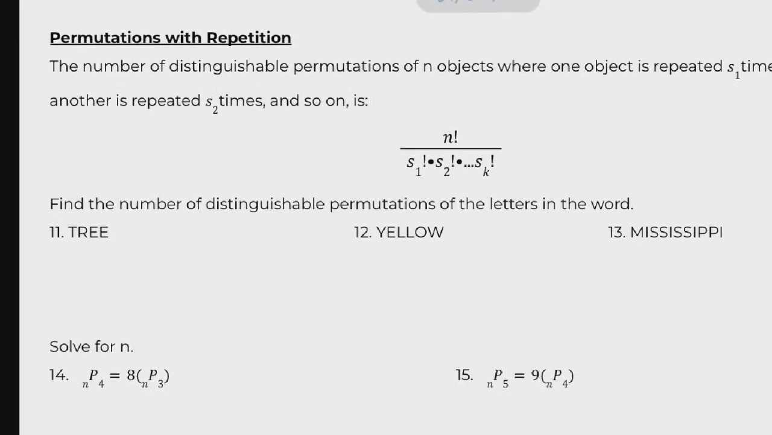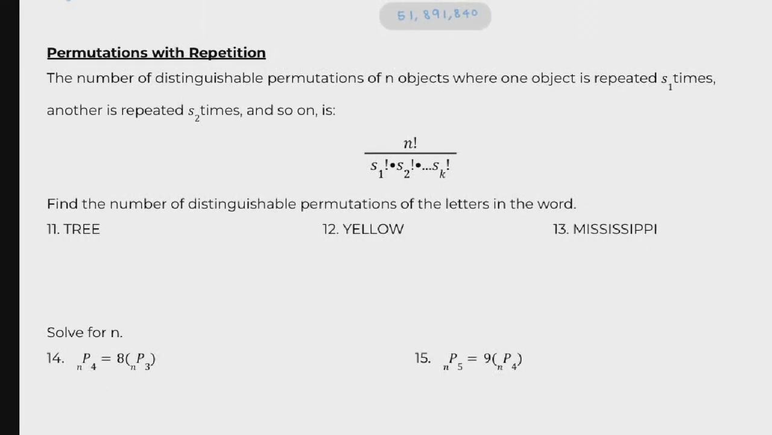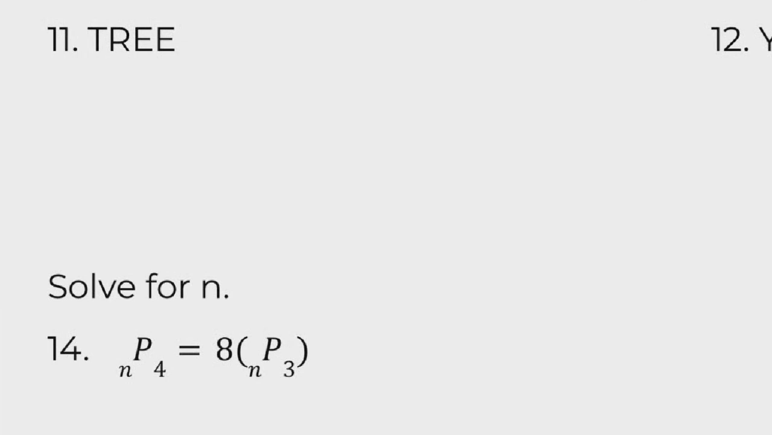Okay, permutations with repetition. The number of distinguishable permutations of n objects, where one object is repeated s1 times, another is repeated s2 times, and so on, is n factorial over s1 factorial times s2 factorial all the way to sk factorial. So n is the number of letters in the word, and s is the number of times a letter is repeated. So in the word tree, there are 4 letters, so we're going to have 4 factorial on the top. And the letter E is repeated twice. So we're going to have 2 factorial in the denominator. So when we write out 4 factorial, we can stop at 2 because that can cancel out with the 2 factorial in the denominator. And we get 4 times 3, which is 12.